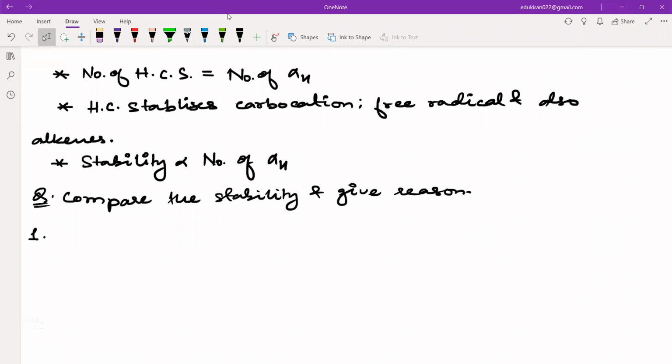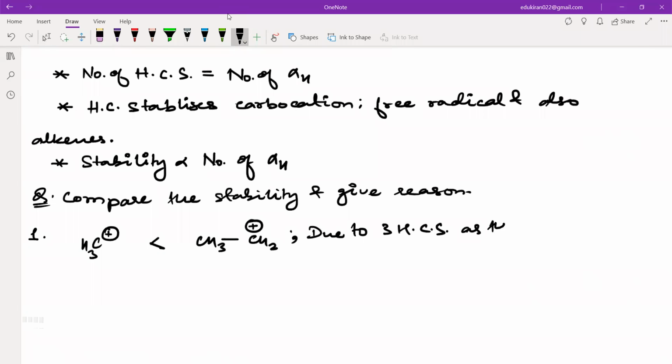So in the first question, we have to compare CH3 positive versus CH3 CH2 positive. In this case, we can directly say that CH3 CH2 positive is more stable. Why? Due to three hyperconjugating structures, as there are three alpha hydrogens, right? There are three alpha hydrogens.